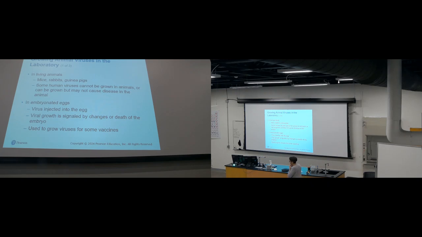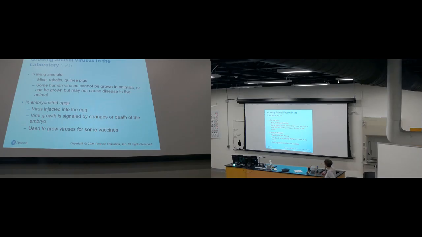Now, for growing animal viruses, you can use live animals like mice, rabbits, guinea pigs. And then for embryos, you can use embryonated egg cells. And when it comes to embryonated egg cells, you can inject the virus into different parts of the egg, and then you can study the effects either in the embryo or in the live animals.